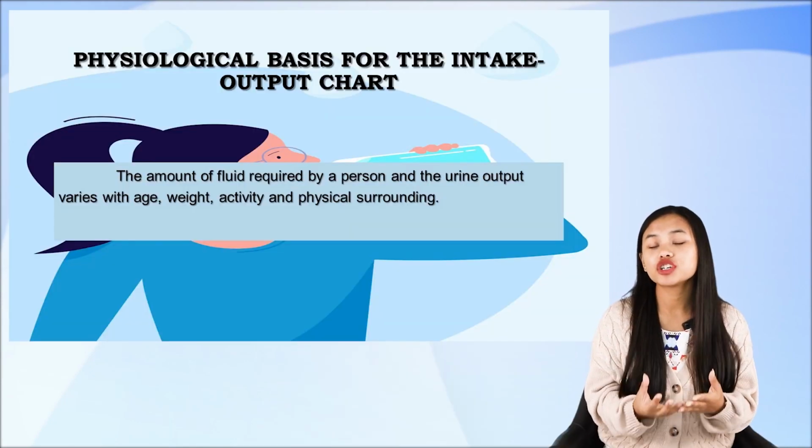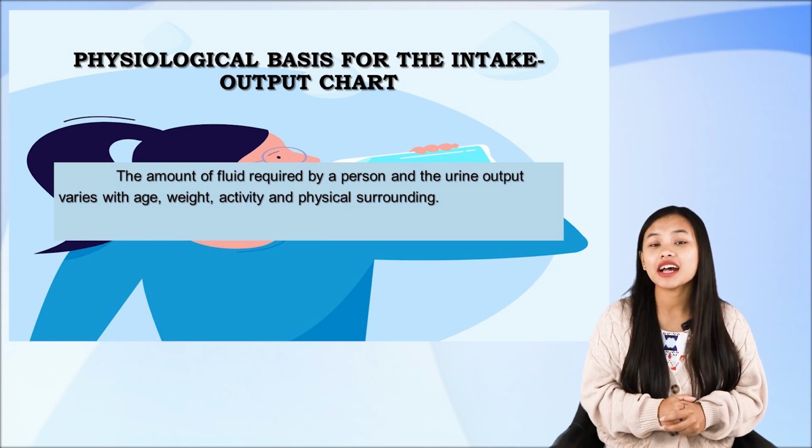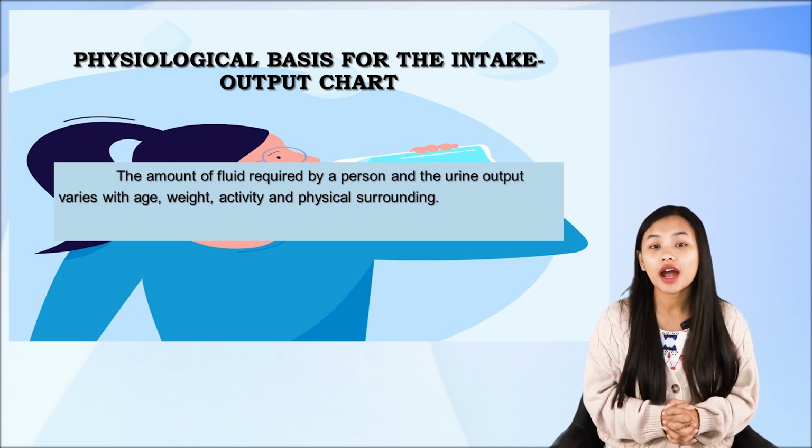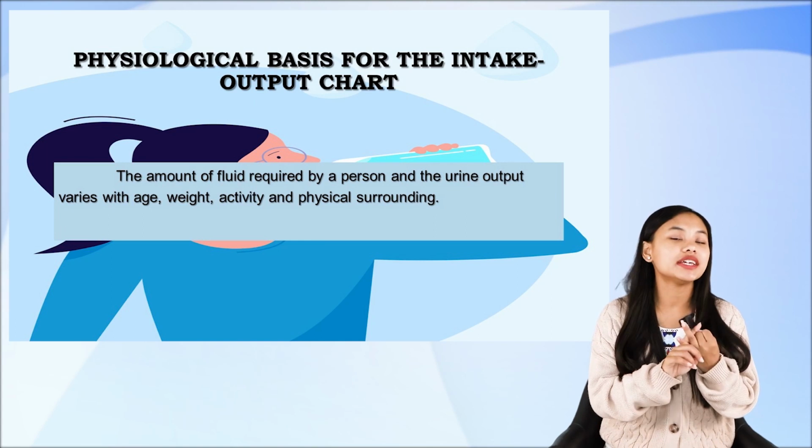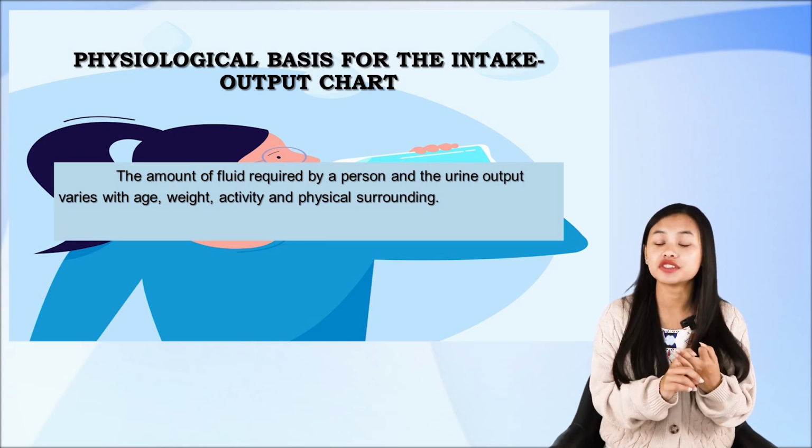Since I've also said that through this we will get an idea of the fluid balance as well as the renal function, whether the patient is able to excrete urine in adequate amount or not, here it is very important for us to know the amount of fluid which is required by a person, as well as the output will vary depending on the age, the activity, as well as the physical surroundings.